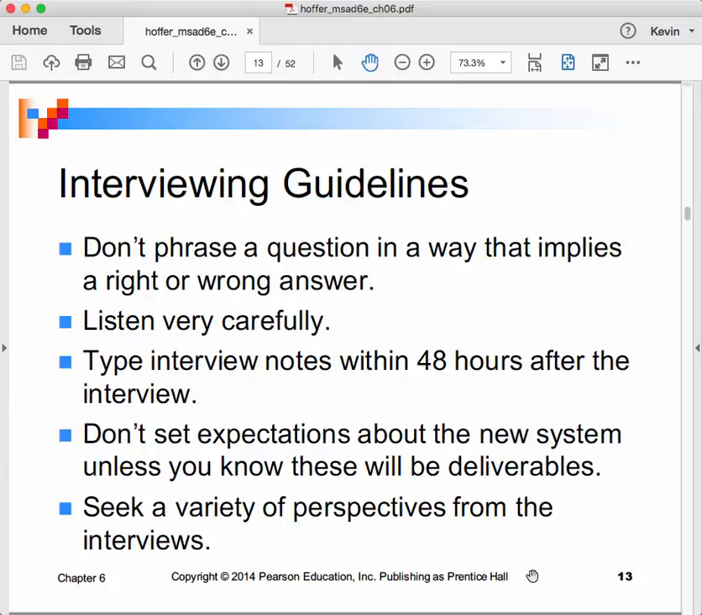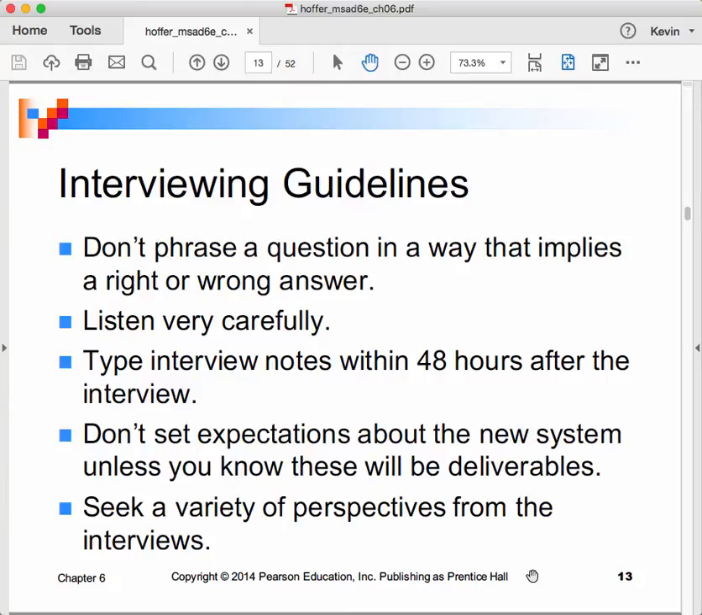Here are some guidelines for interviewing. Don't phrase a question in a way that implies a right or wrong answer, because you're going to color the response. Listen very carefully. Type interview notes within 48 hours after the interview. Now, you might think that you're going to remember what happened in the interview forever. And as a person who's done quite a bit of this interviewing, I realized that even 48 hours is a long time. For me, I try to get it done within 24 hours.